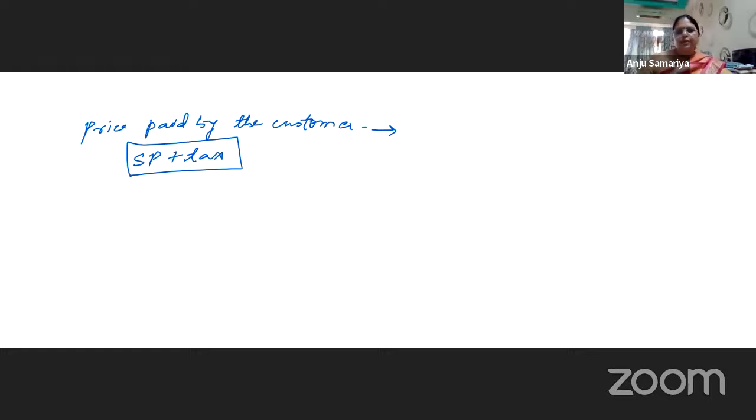Now quickly let us do the next one. So here they have just given the mark price. There is no discount. When there is no discount, that means mark price and selling price both are the same. And you have to just find the total amount to be paid for the above bill. So you have to find out the price paid in this case. That means selling price plus the tax. It means 1000 plus 5 upon 100 into 1000.